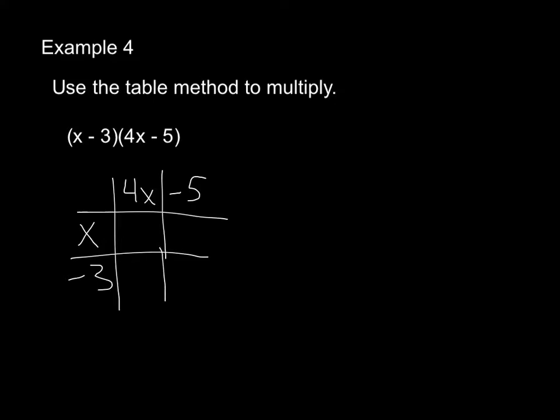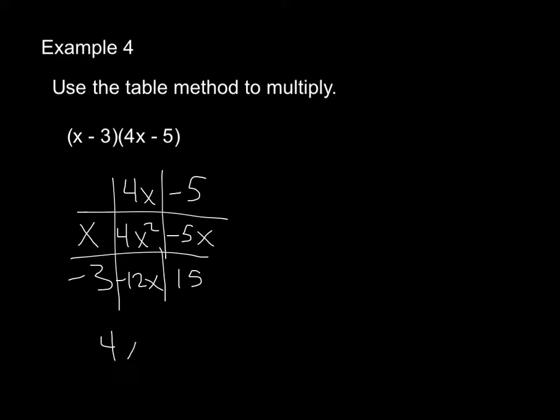Okay? So the 4x and the x, where they intersect, would be a 4x squared. The negative 5 and the x would give me a negative 5x. Negative 3 and the 4x would give me a negative 12x. And the negative 3 and negative 5, when I multiply those, I get a positive 15.